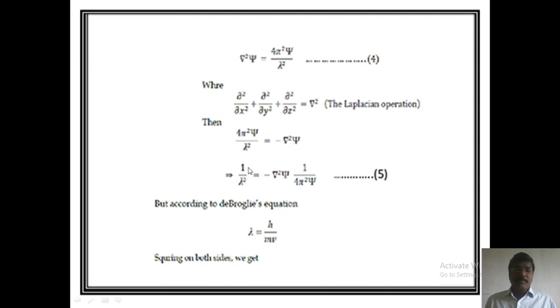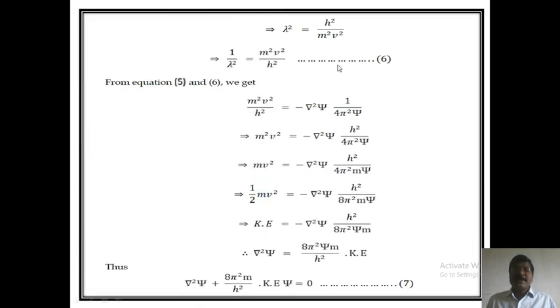That implies 1 by lambda square is equal to minus del square psi into 1 by 4 pi square psi. This is equation number 5. But according to de Broglie's equation, we know that lambda equal to h by mv. Squaring on both sides, we get lambda square is equal to h square by m square v square. 1 by lambda square equal to m square v square by h square. This is equation number 6.